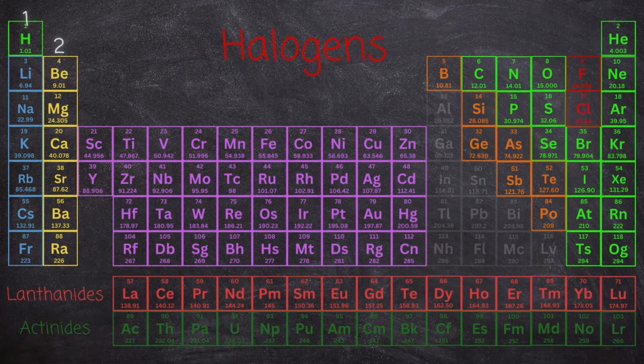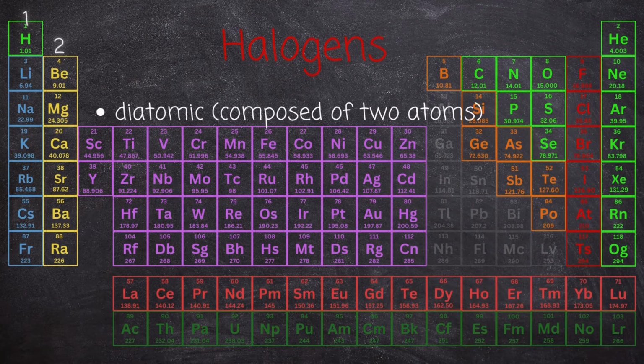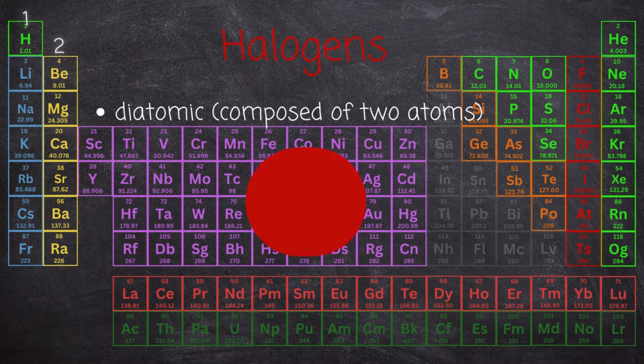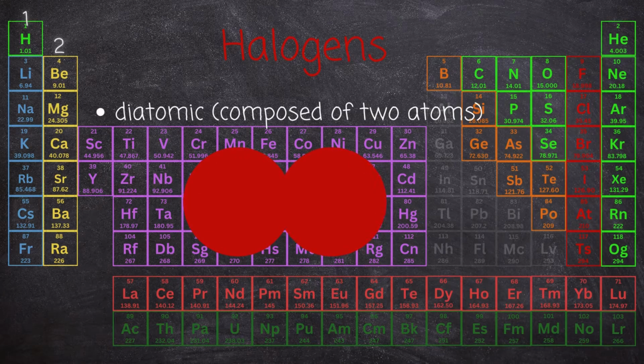Halogens are found in group 7 and are highly reactive nonmetals. These are fluorine, chlorine, bromine, iodine, astatine, and tennessine. Halogens all exist as diatomic molecules, meaning they are composed of 2 atoms. In this case, they are composed of 2 of the same elements and are therefore said to be homonuclear.